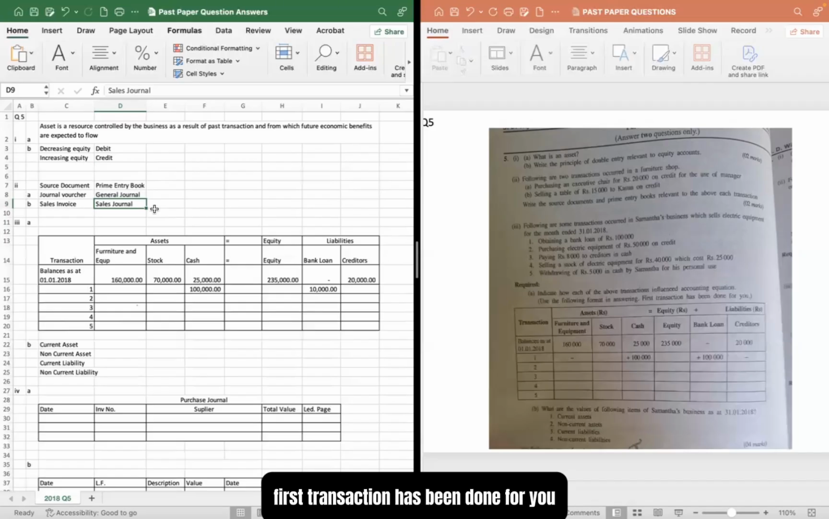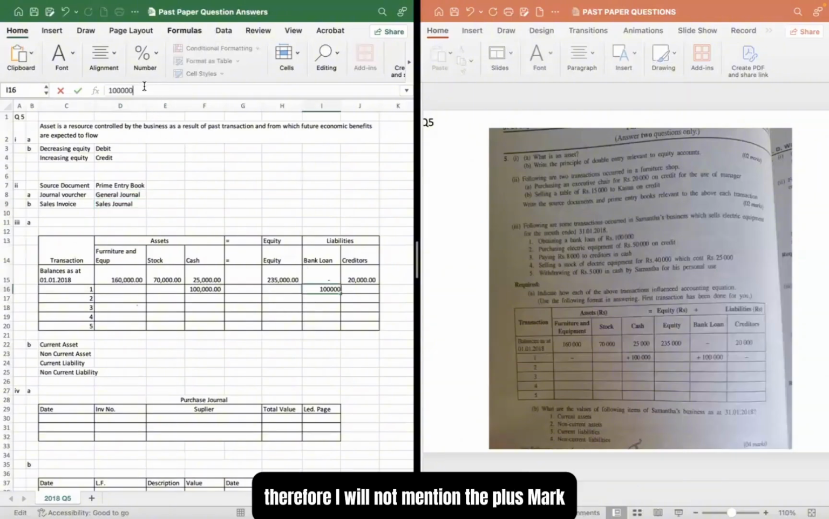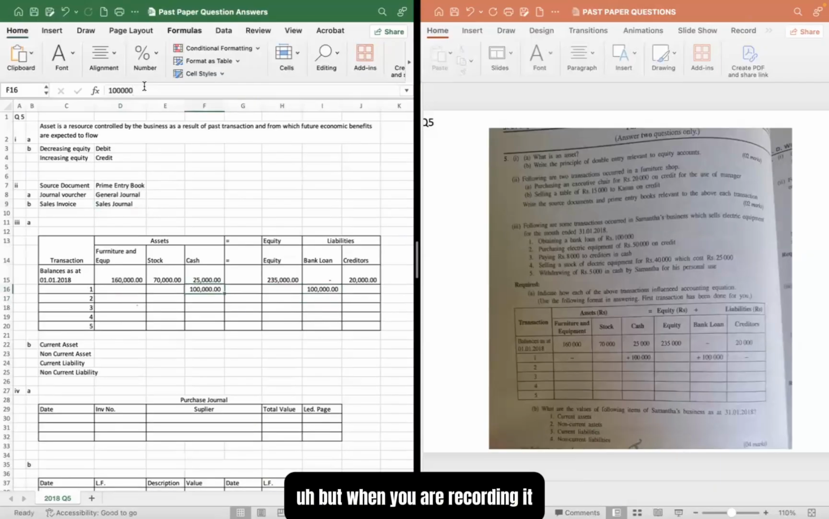First transaction has been done for you. So they have given you a format and they have given you even the answer for the first one. Since I am using Excel here, I cannot use plus, because it will not be visible. Therefore, I will not mention the plus mark. But when you are recording it, you have to record it as plus or minus. If it is plus, plus; if it is minus, minus.